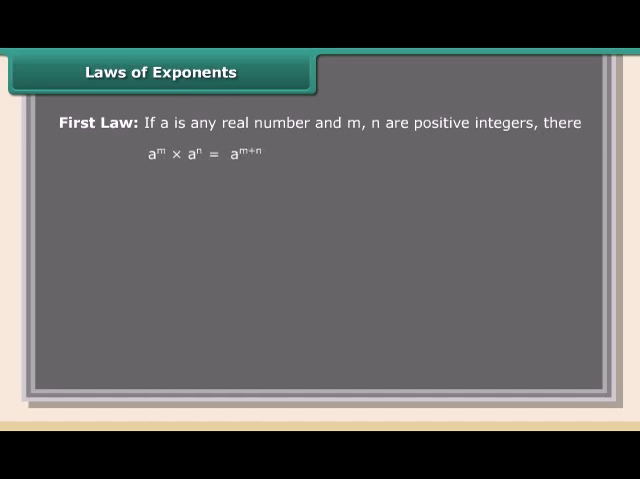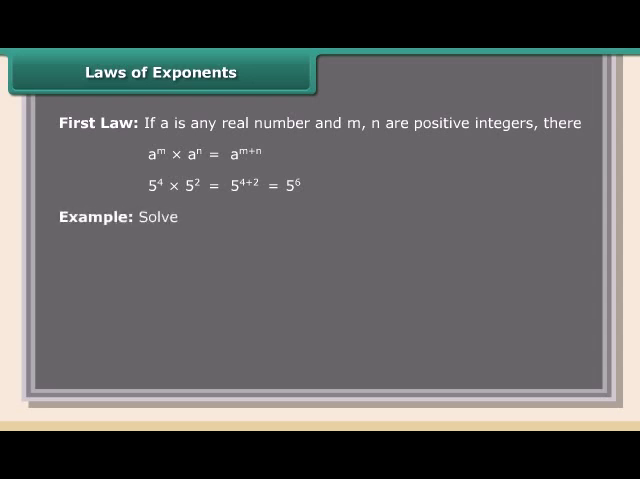Laws of exponents. First law: if a is any real number and m, n are positive integers, then a^m × a^n is equal to a^(m+n). 5^4 × 5^2 is equal to 5^(4+2), which equals 5^6.